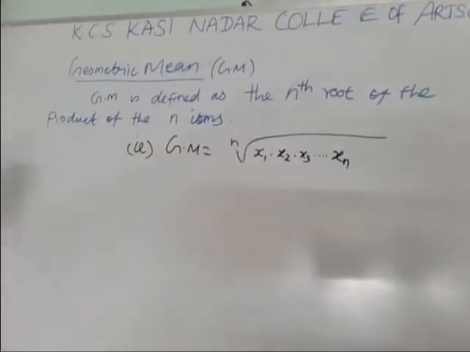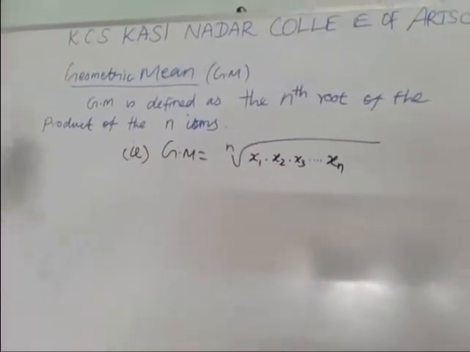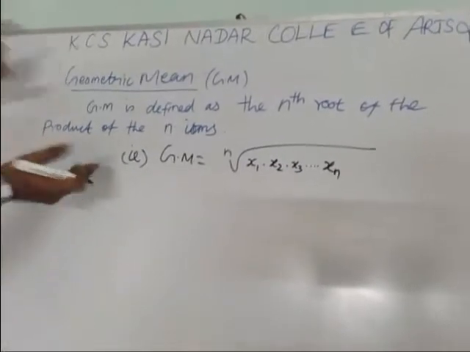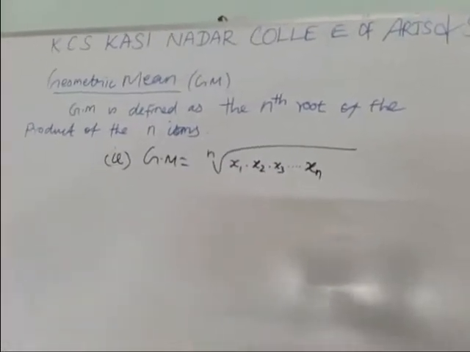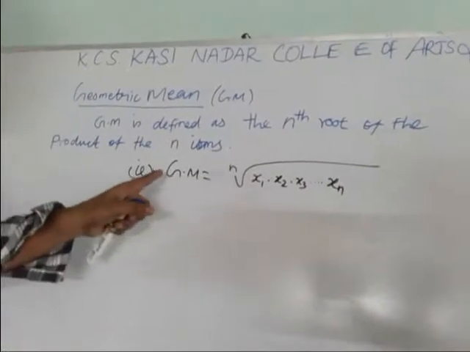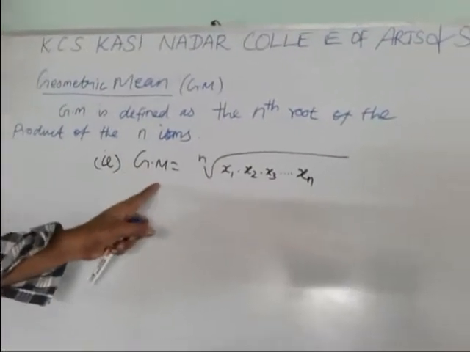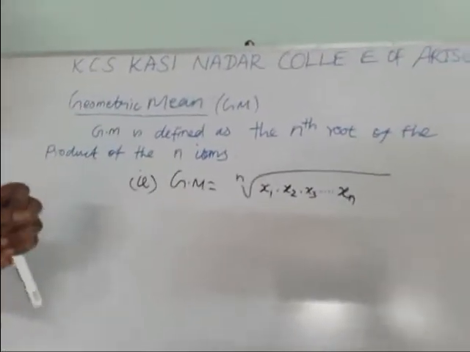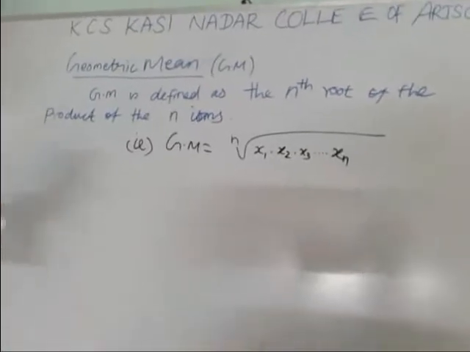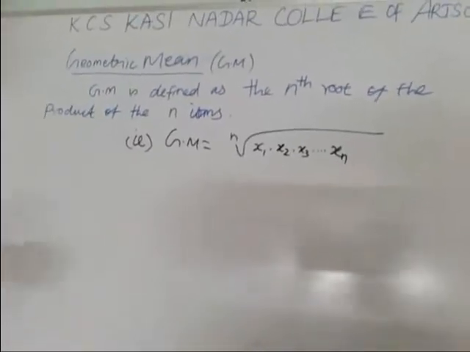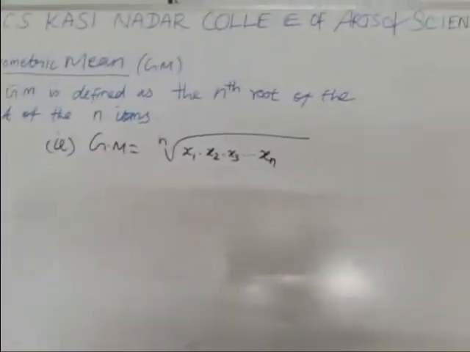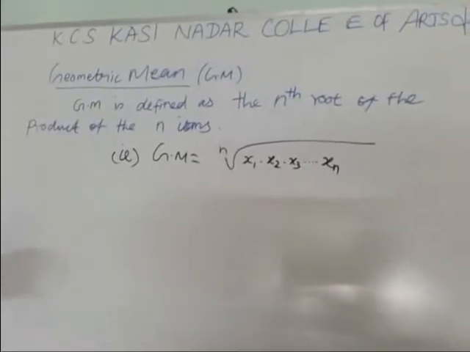In the exam, if they ask to define geometric mean, you write this one. This is for the definition only. In problems, for individual, discrete and continuous series, we have different formulas that we are going to use. Just copy this one. Let's see the problem.